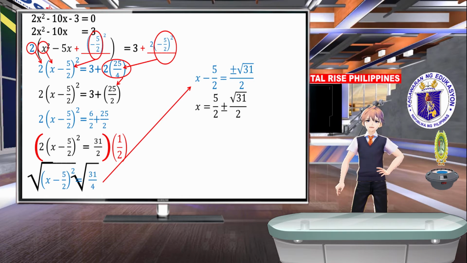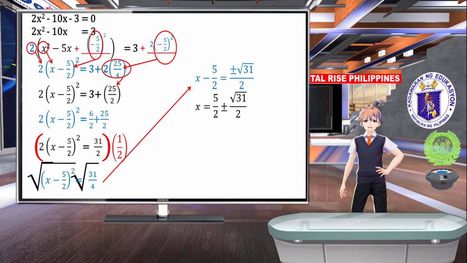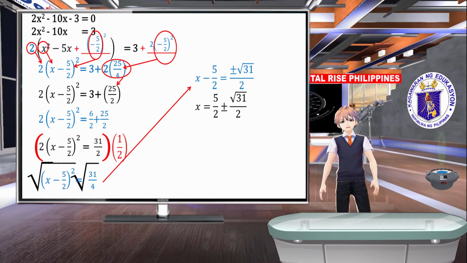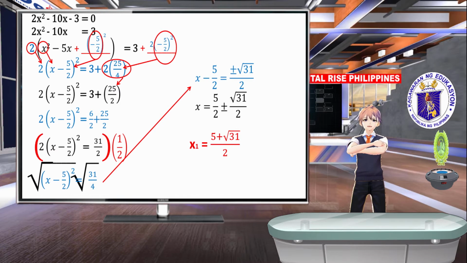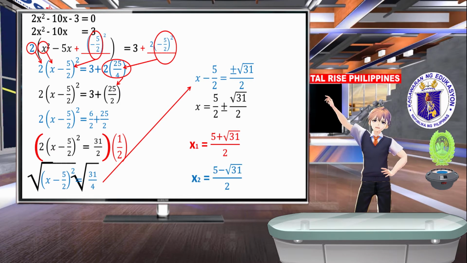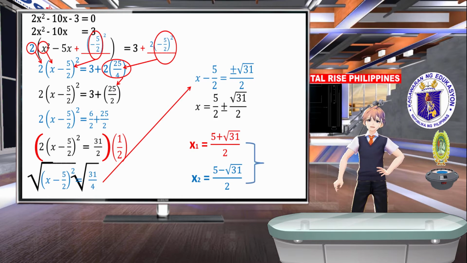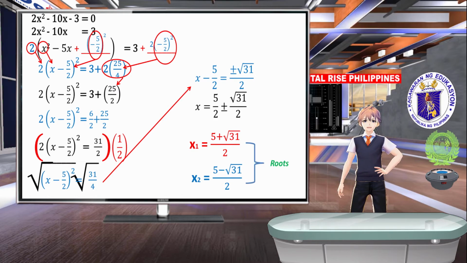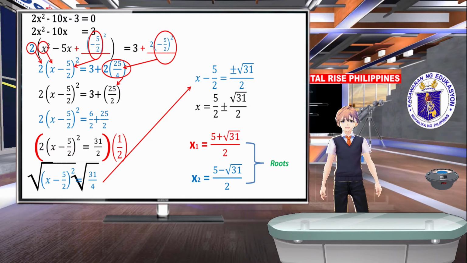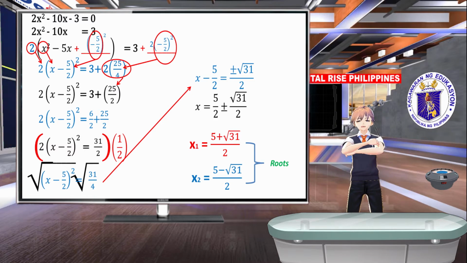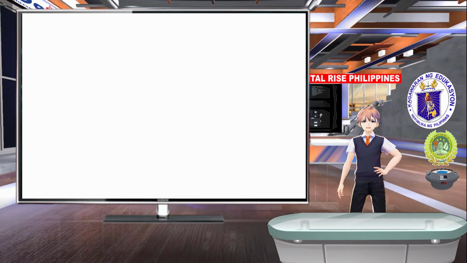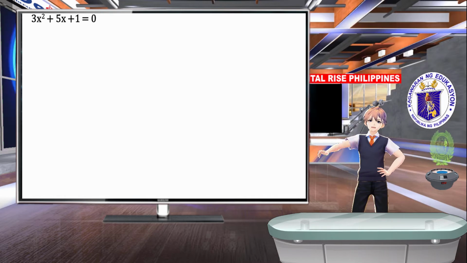Therefore, the roots of the quadratic equation, 2x squared minus 10x minus 3 equals 0 are, x equals 5 plus the square root of 31 over 2, and x equals 5 minus the square root of 31 over 2. The roots are two irrational and unequal roots. Let us study the next example. Find the roots of the quadratic equation, 3x squared plus 5x plus 1 equals 0.